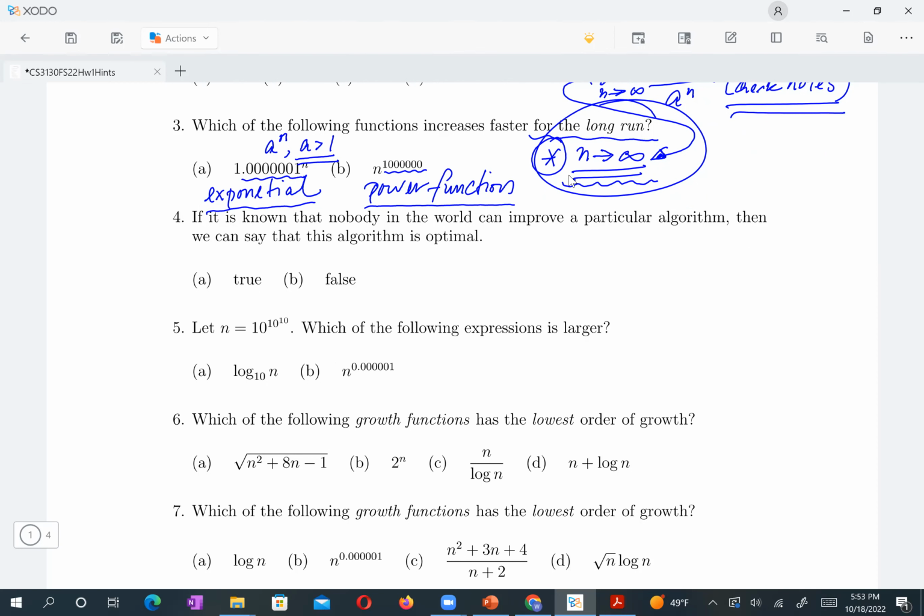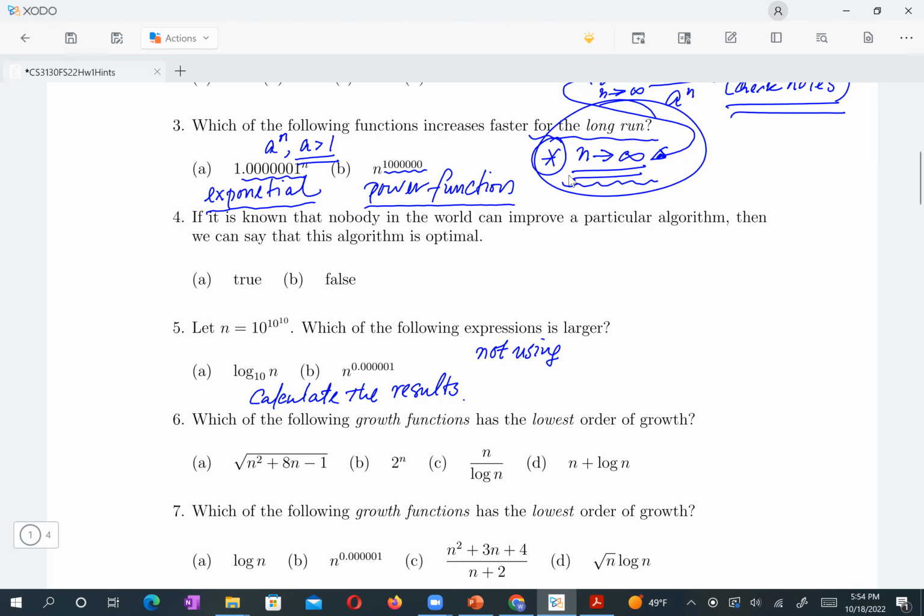Number 5 is different. For number 5, I ask you to calculate the results, not use the growth function.